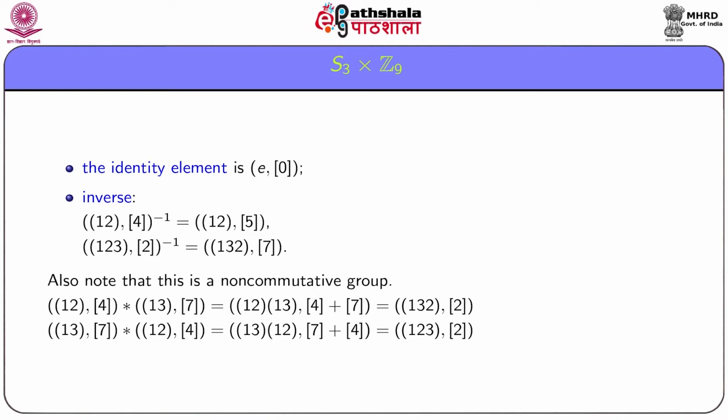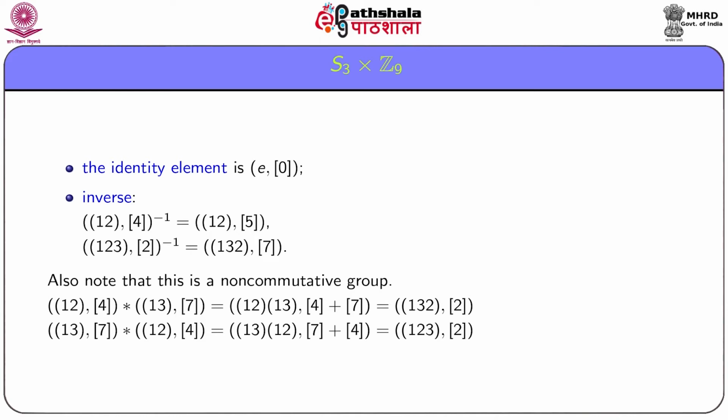Recall that the inverse of the transposition (1 2) in S3 is (1 2), and in Z9, [4] + [5] = 0 implies that [5] is the inverse of [4], and hence the inverse of the pair ((1 2), [4]) becomes ((1 2), [5]).